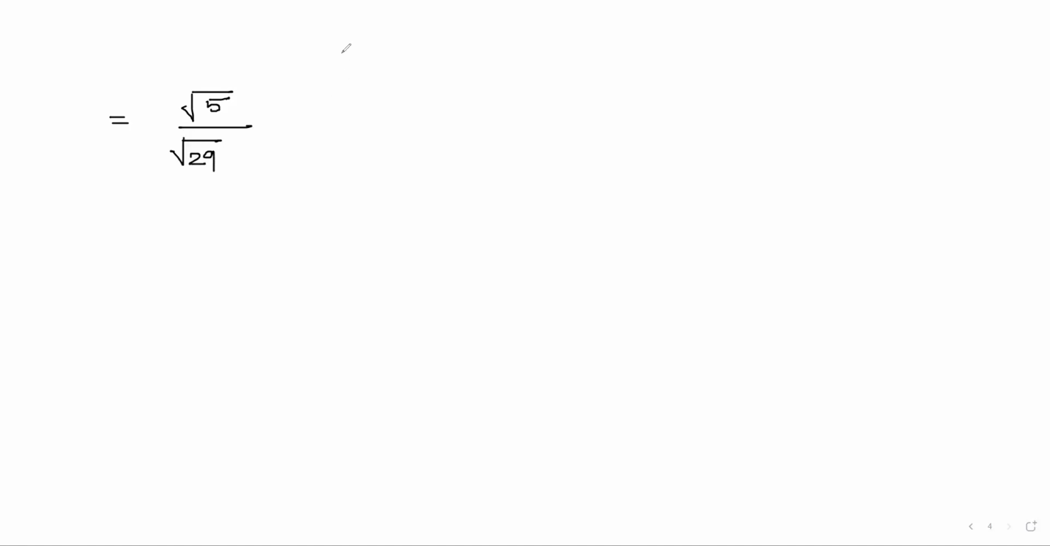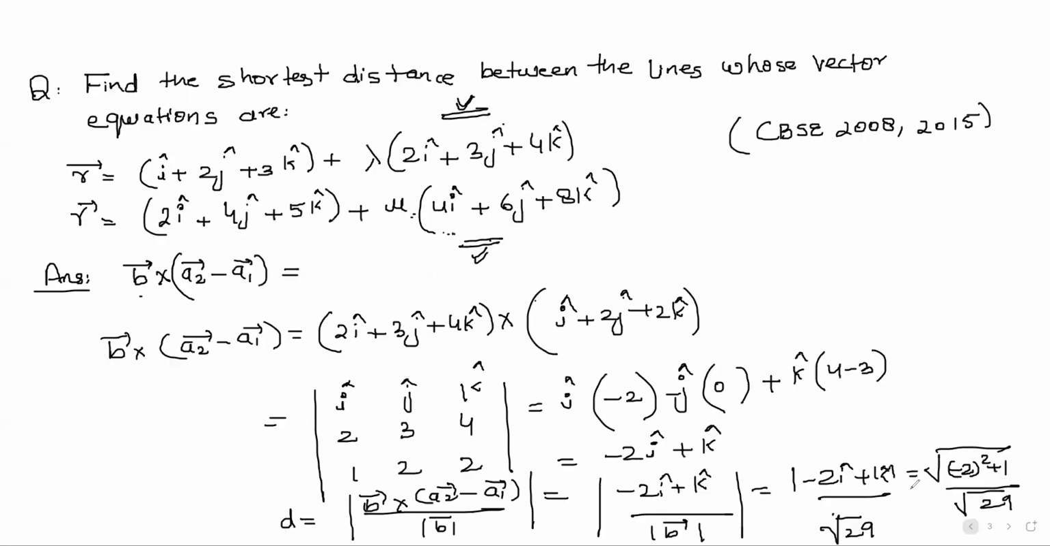Clear, Seth? Yes, sir. Okay, Nabil, you're also getting the same answer? No, sir. It's not matching? I tried one more time. Please check the steps, Nabil. What's the issue? You're getting this B cross A2 minus A1, minus 2I plus K. Okay, sir, now I got it.